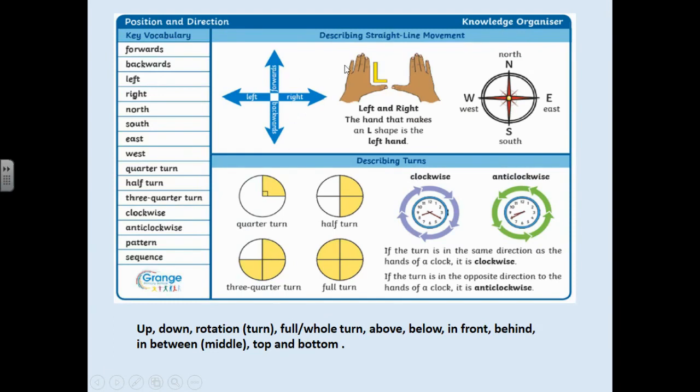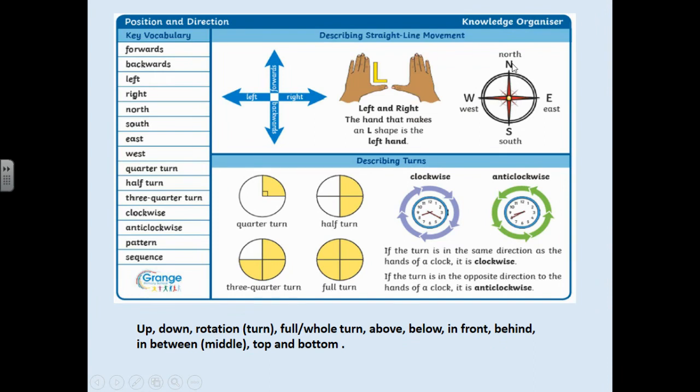Looking at these pictures here, describing straight line movement, we looked at forwards and backwards, right and left. To remember what our right and left looks like, we put our hands up and made the L shape. So the hand that makes the L shape is the left hand, so the other one is the right hand.